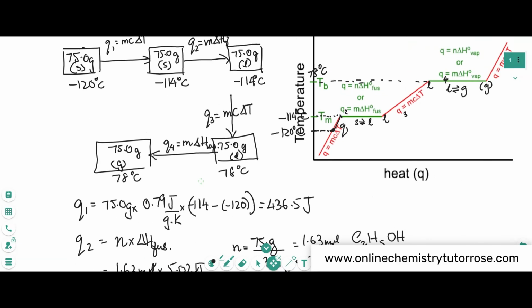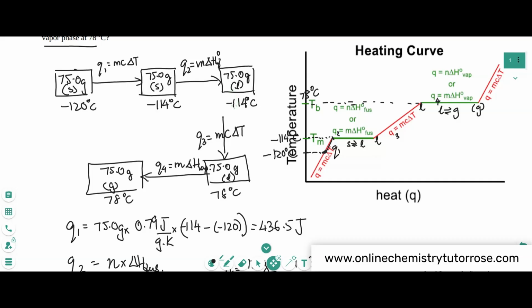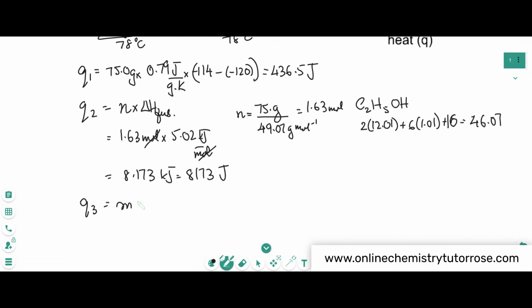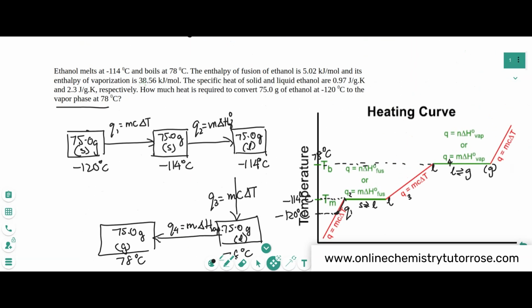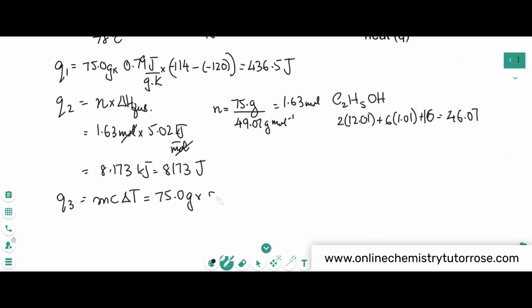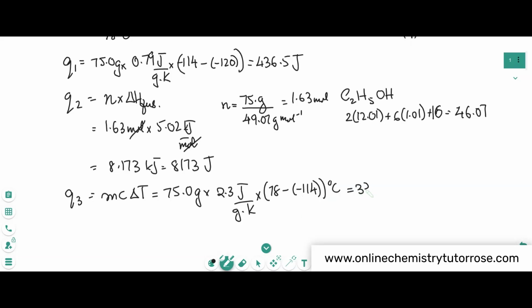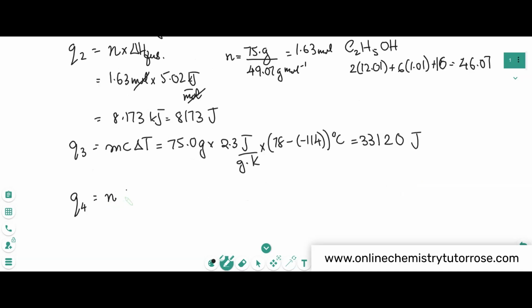Next process, Q3, is increasing the temperature of the liquid from negative 114 all the way to the boiling point, 78. MC delta T, where M is the mass of ethanol. Specific heat of liquid ethanol is 2.3 joules per gram Kelvin, and change in temperature is 78 minus negative 114 degrees. 33120 joules.